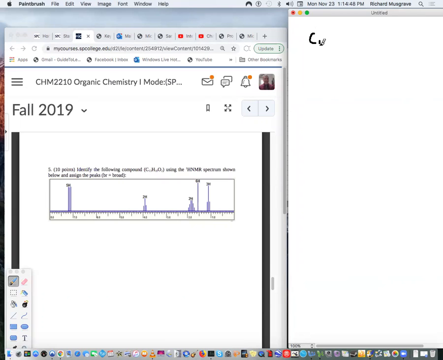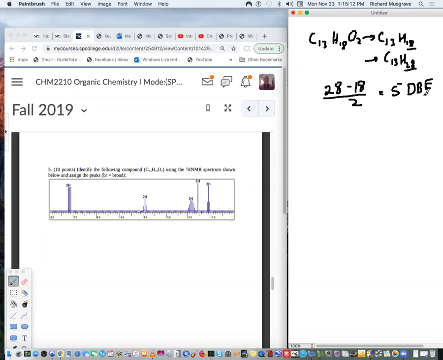All right, so we already established double bond equivalence, so C13H18. And then if we're saturated, it would be C13H28. So 28 minus 18, divided by 2, is 5 double bond equivalents, which immediately tells me that I've got an aromatic ring taking up 4 of those double bond equivalents. And you can see that aromatic ring over here in the 5H as well.